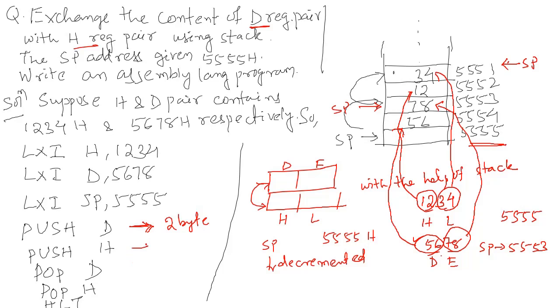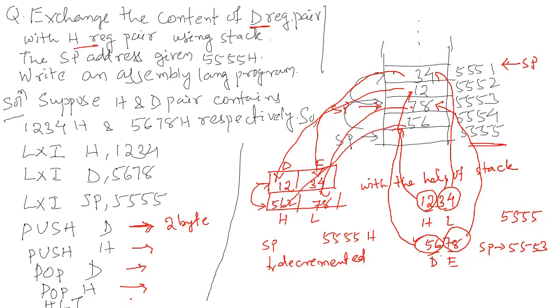After these two lines, we have the third line as pop D. It will retrieve the data from the top of the stack over here. Then it will put this lower order 34 into the E register and 12 into the D register. Then automatically DE will be 1, 2, 3, 4. Whereas when we perform pop H, the 78 and 56 will be popped.